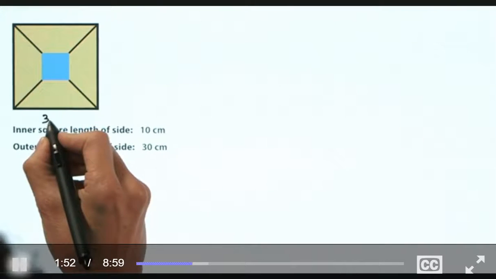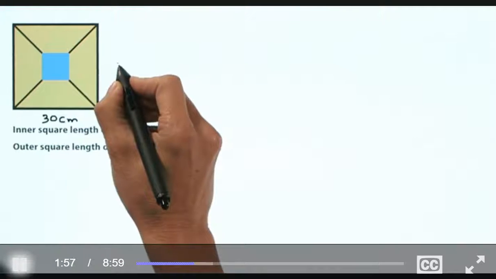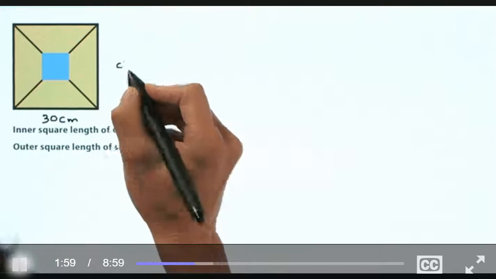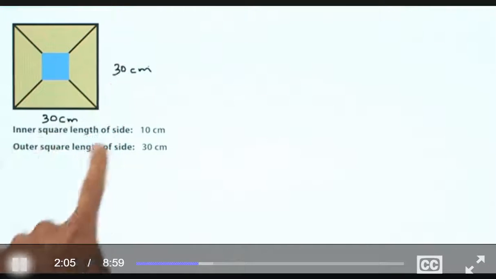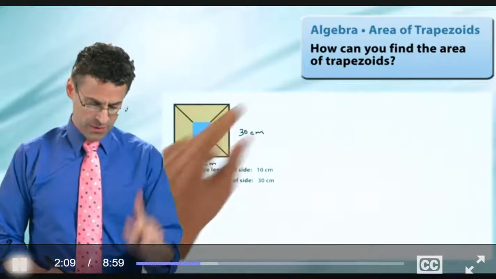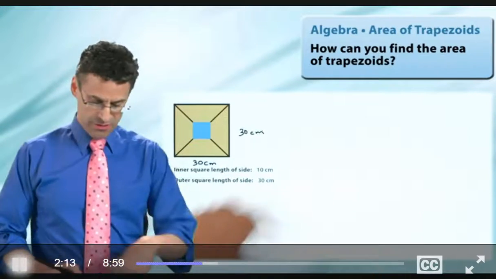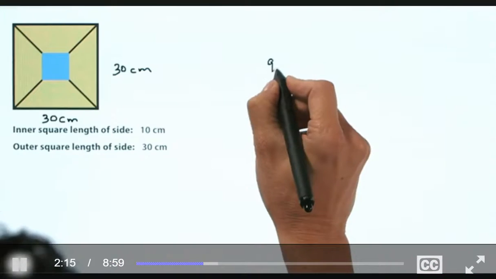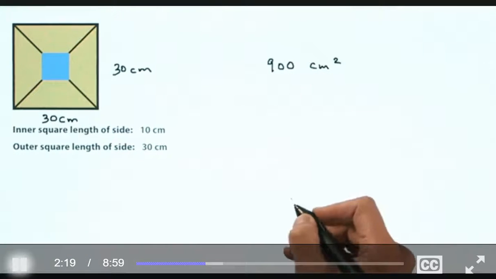that this is 30 centimeters and this is 30 centimeters. Oops, you've got to be able to write 30 the right way. So the area of the whole square is length times width, so it's 30 times 30. 30 times 30 is 900. So we know the whole thing is 900 centimeters squared.